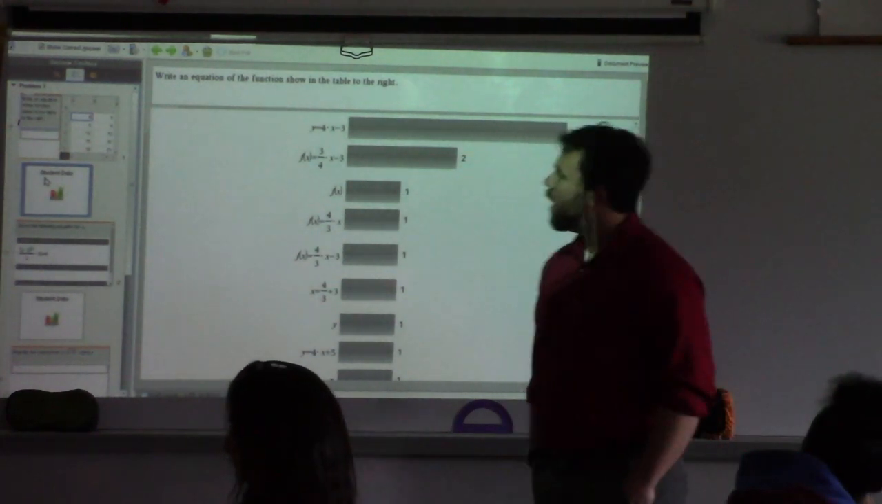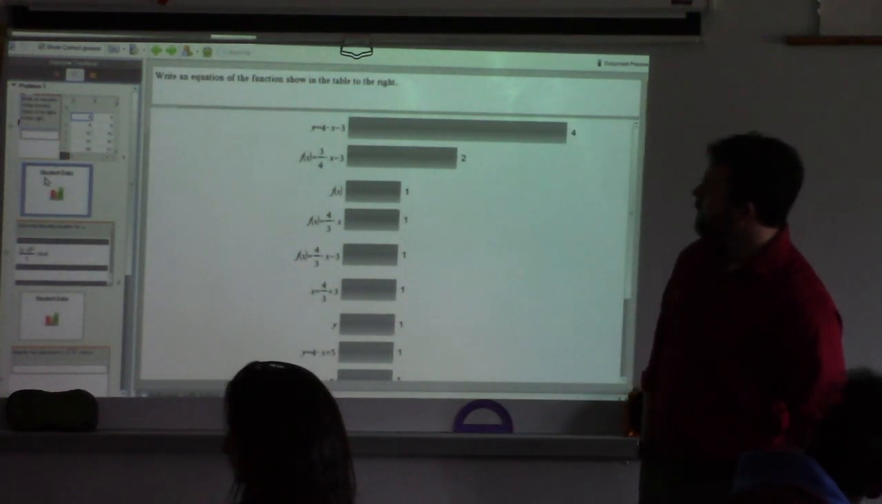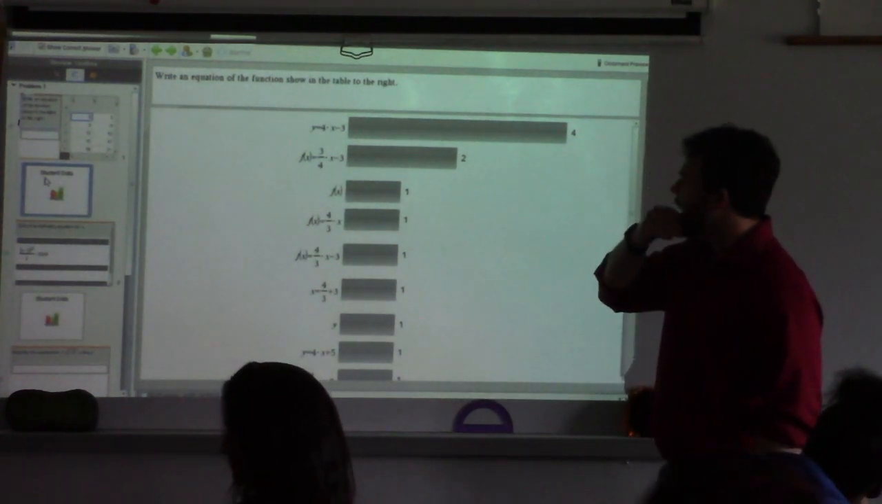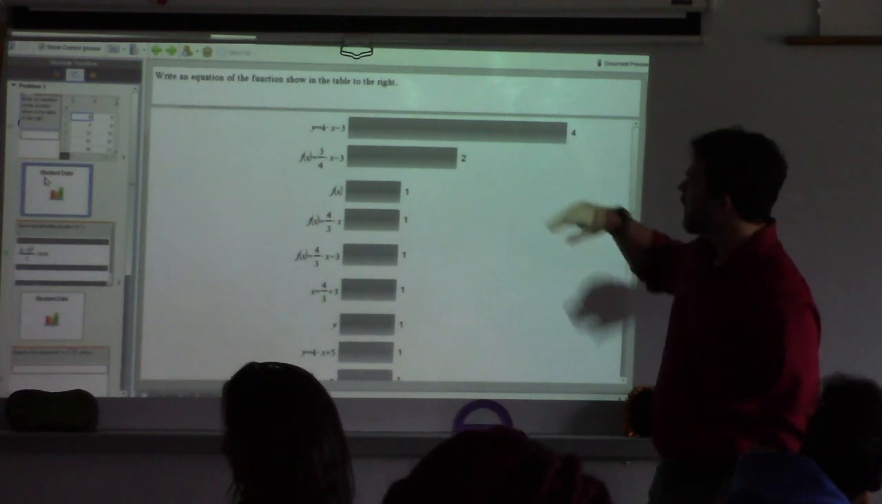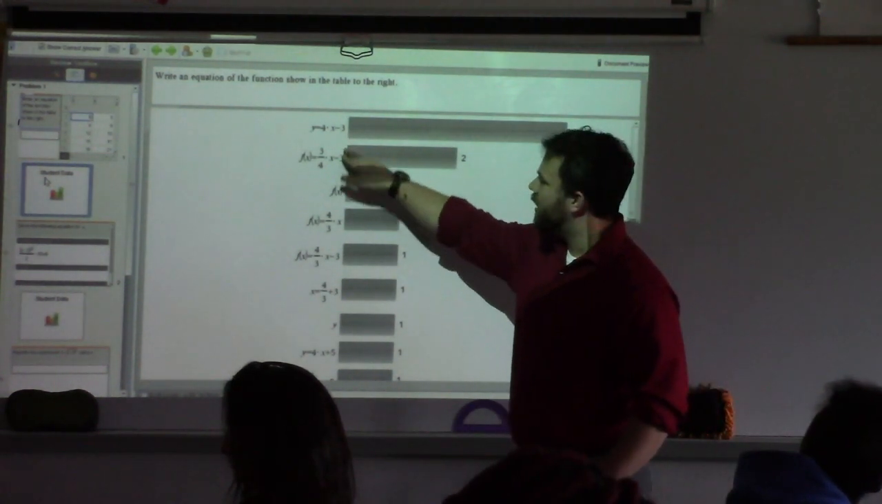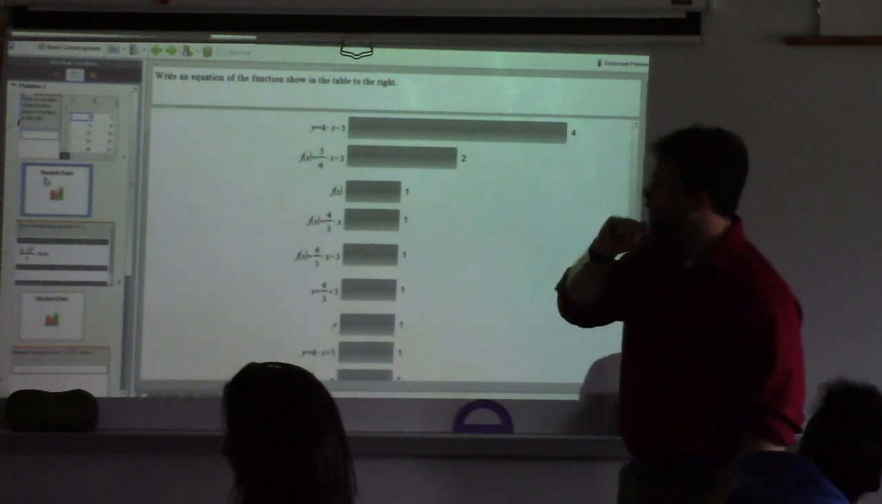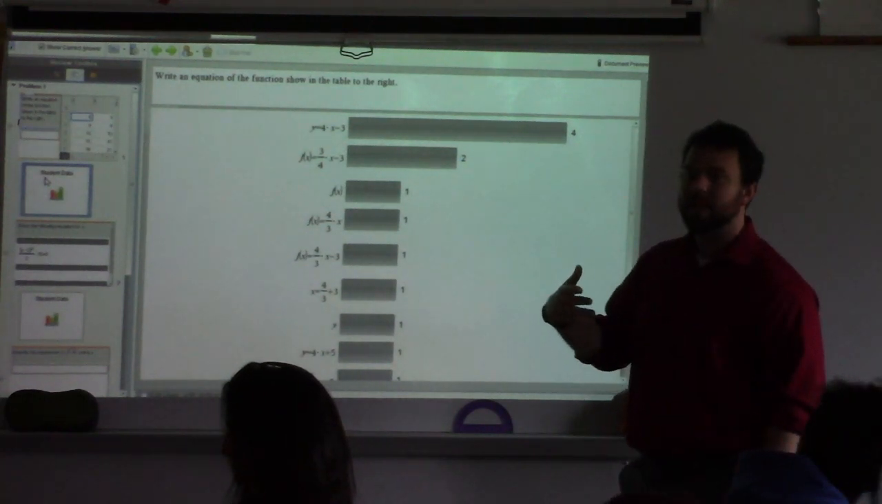All right. Write an equation of the function shown in the table to the right. I'll go back to the table in a second. I see a common theme for a lot of us. A lot of us are thinking that the y-intercept is what? -3. -3, right? Okay.